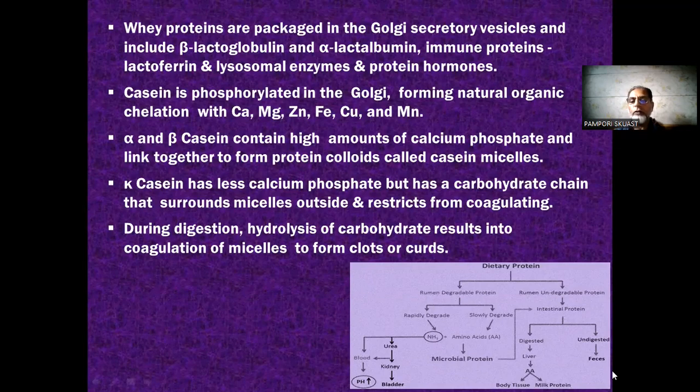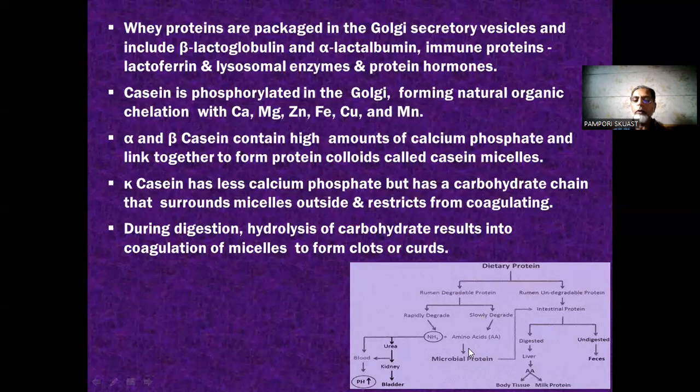In the dietary proteins, you'll find in the diagram the rumen digestible proteins and rumen undigestible proteins. The digestible proteins will be rapidly and slowly degraded in the rumen into amino acids, microbial proteins, and ammonia. The ammonia and amino acids degraded in the rumen will be taken up by the microbial population in the rumen. This microbial population will form its own protein, which we name microbial protein.